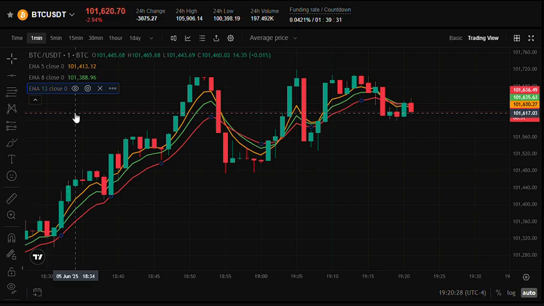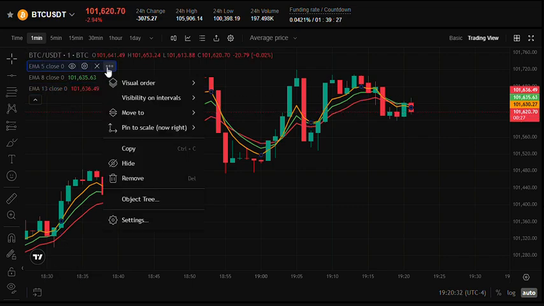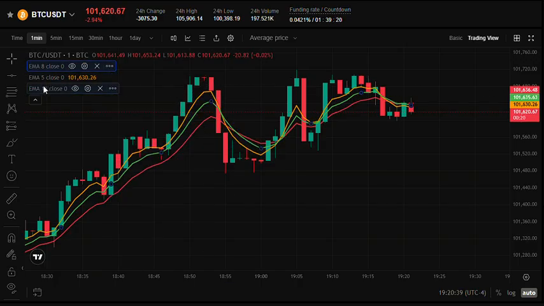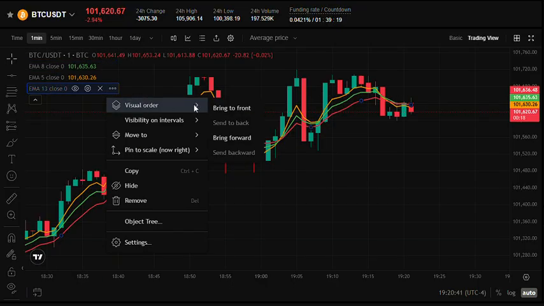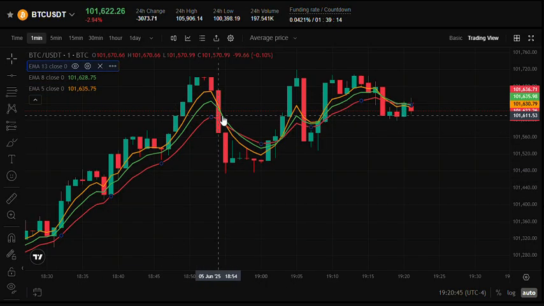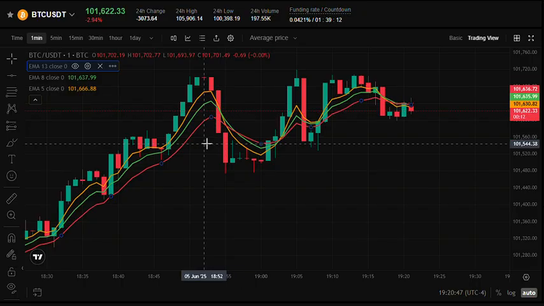Alright. Now what else you want to do is you want to go to each of these. Once you have them set up, click these 3 lines, go to visual order and click bring to front for each one. And that'll set these as the front 3. And you'll see they appear over the candles now. When we're not hovering over the candle, you see they appear in front of the candle.